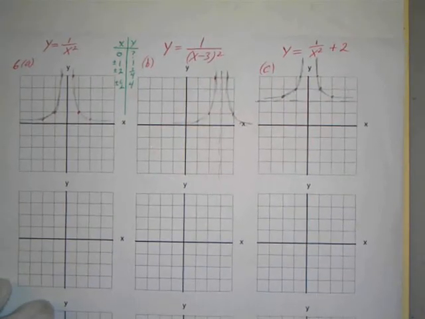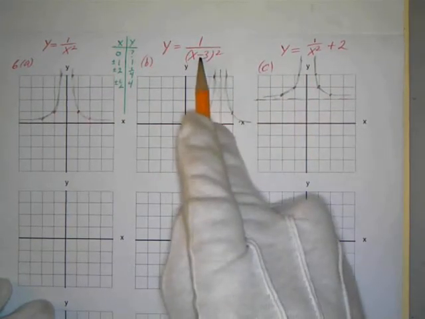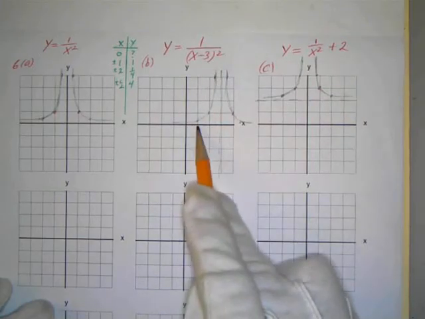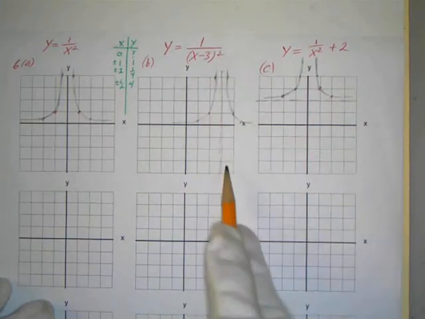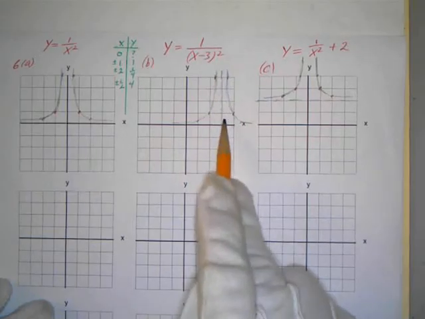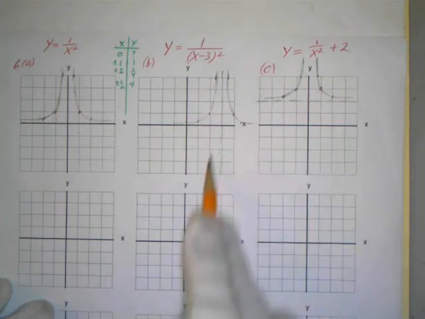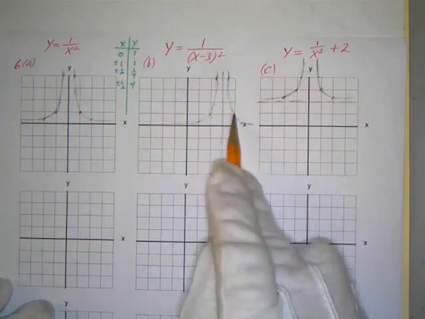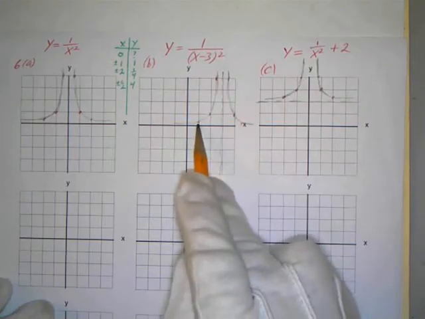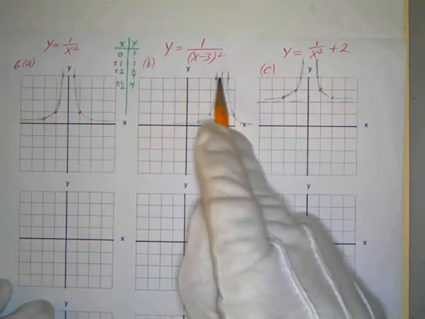And then letter B, we just shifted. It's the same thing, except it's going to be shifted 3 to the right, so I go 1, 2, 3, and I put my asymptote there, which was normally the y-axis, so it's shifted over here. And no problem, this goes straight up. It looks like this is just shifted over, so we've got our 1, this is our 1/4, and that's our 4s.